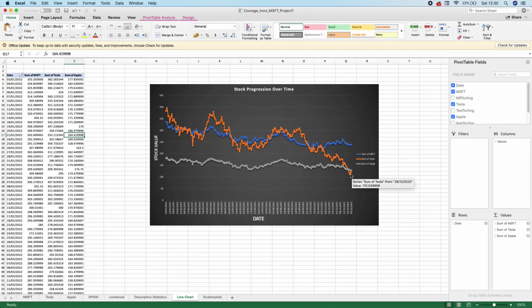So it pretty much shows that Tesla is the riskier one, with more risk attached to it compared to all the companies. And if you want to be safe, you either invest in Apple or invest in Microsoft.